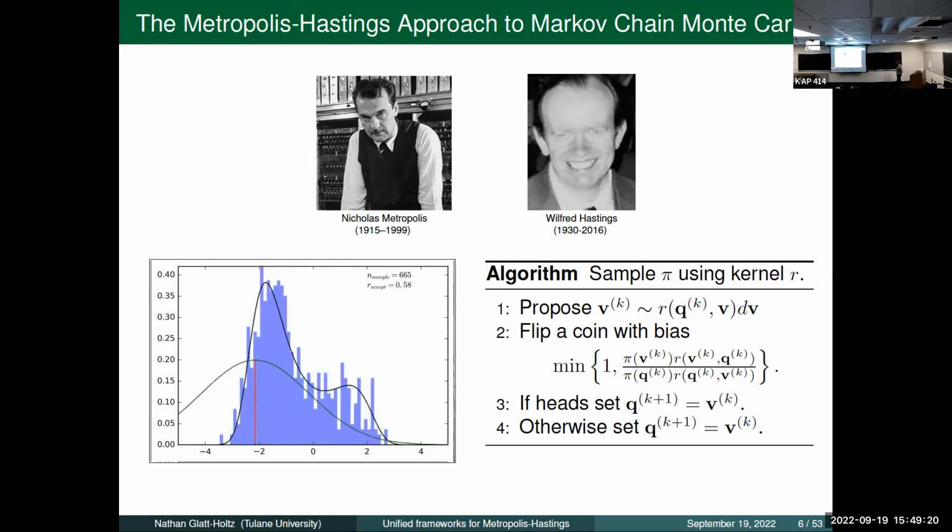So everything I'll be talking about today has this kind of structure: you have a proposal kernel, and then you have an acceptance probability, and you have to figure out what the acceptance probability is. Right. Is it going to let me move on?